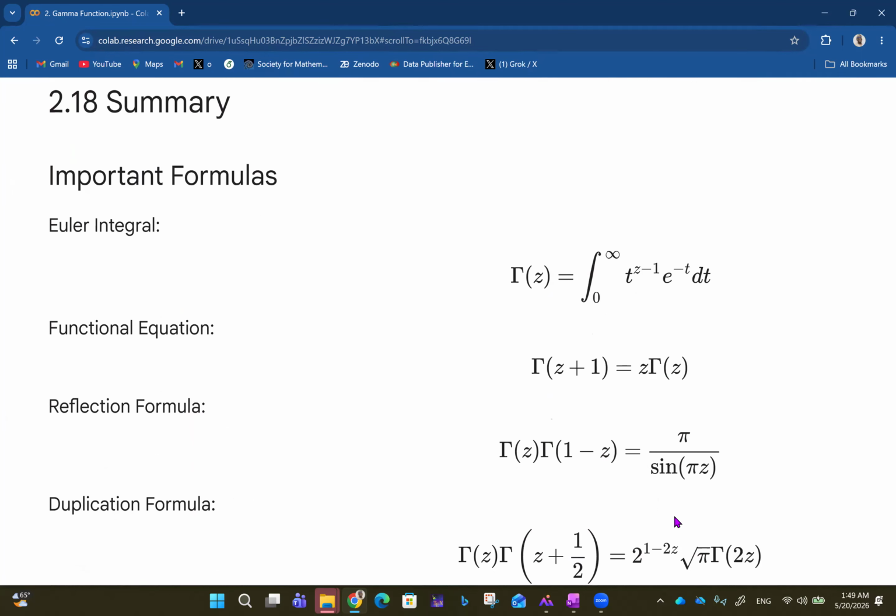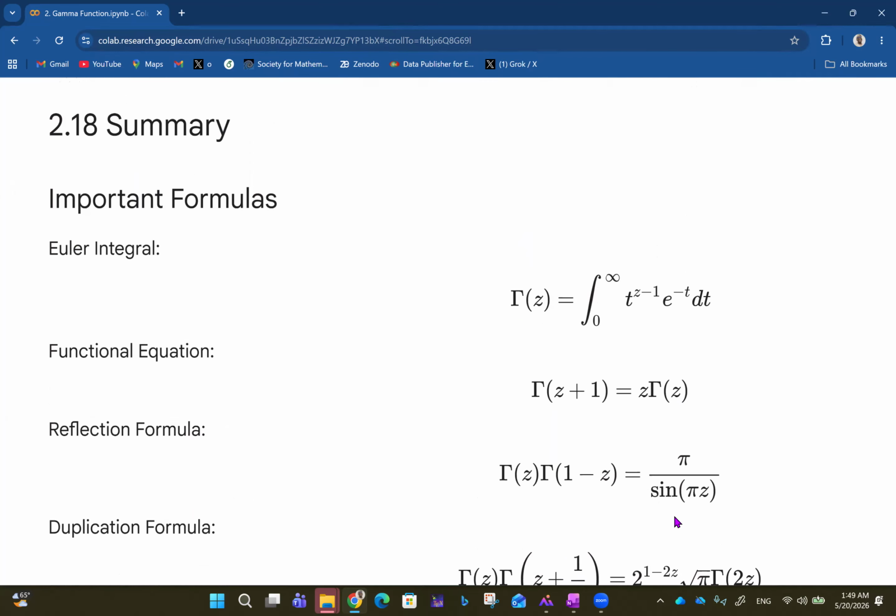Then in summary, we see that we have some important formulas. You have the Euler integral for the gamma function, that's gamma of z equals the integral from 0 to infinity of t raised to z minus 1, e raised to minus t dt. That's the fundamental thing from where we derive the fact that the functional equation is the same thing as gamma z plus 1 equals z gamma z.